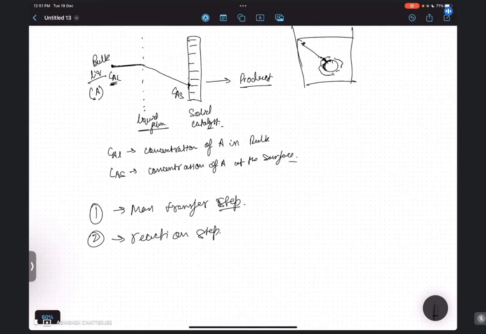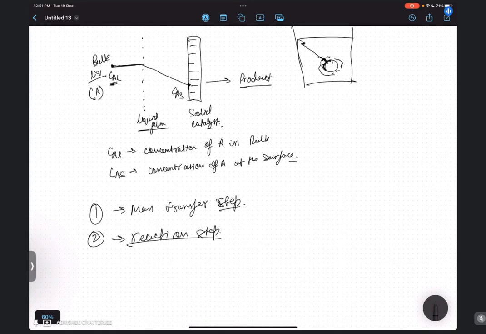This catalyst is providing the required surface area. It is decreasing the energy barrier, the activation energy, and at a particular temperature it will react and convert into your product P. This is going to happen. So this is your reaction step.